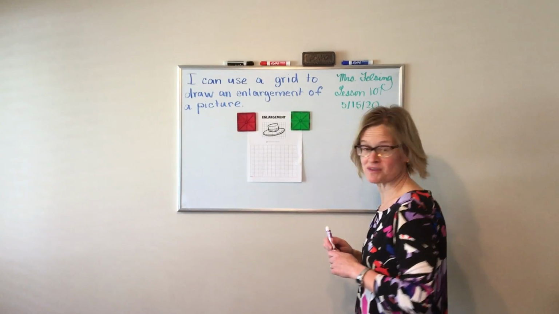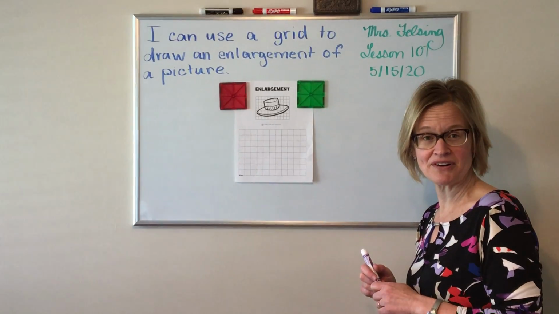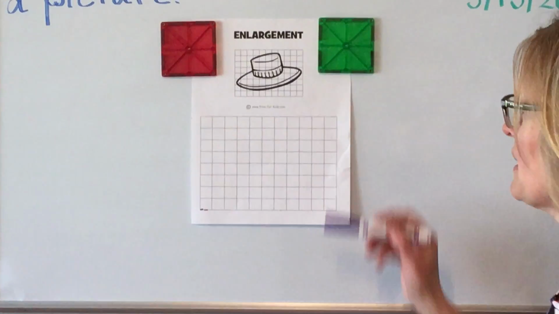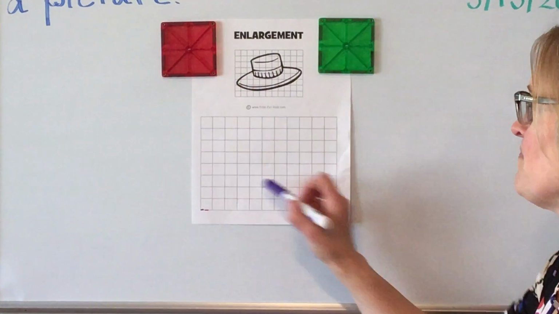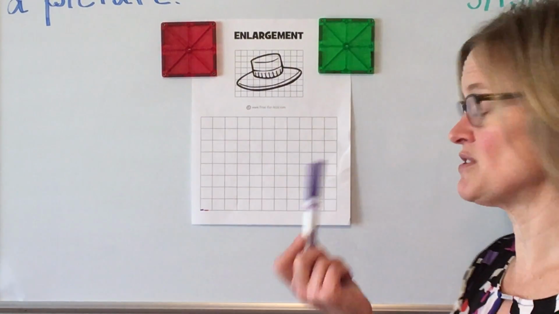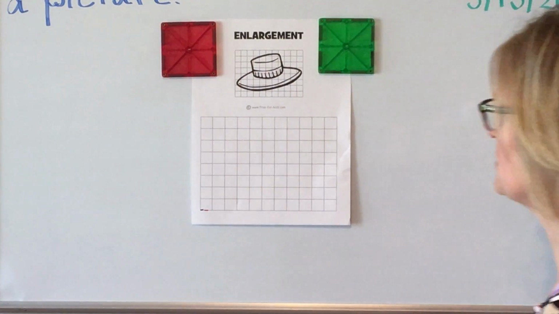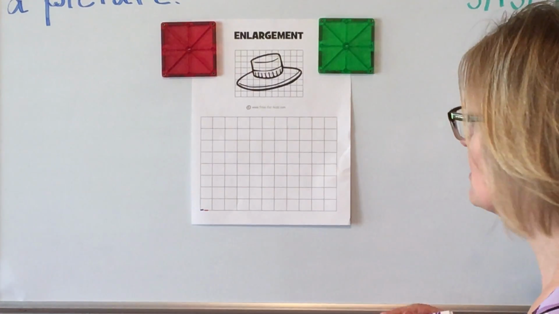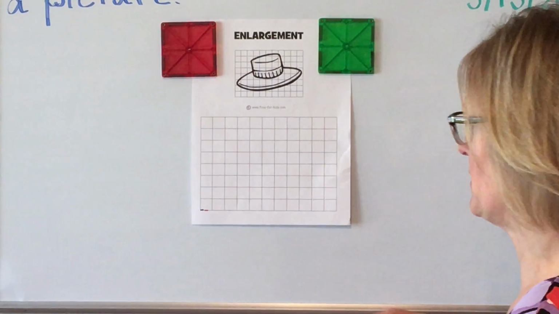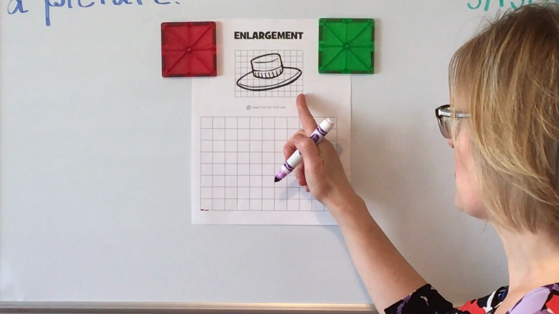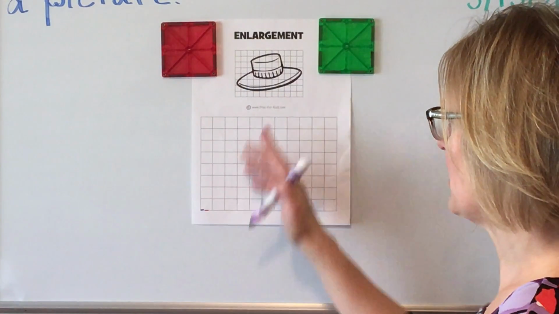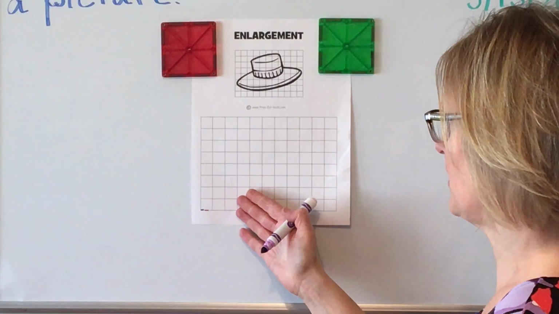And we can hopefully zoom this in a little bit so you can see it better. All right? So first things first, you have this in front of you. I'm going to use a marker because then it's easier for you to see. What we need to do in order to create our enlargement is take a look at the smaller picture first, and then use this as a guide for this.